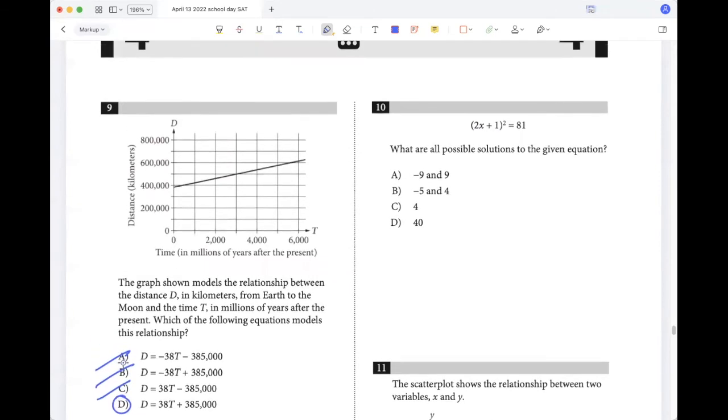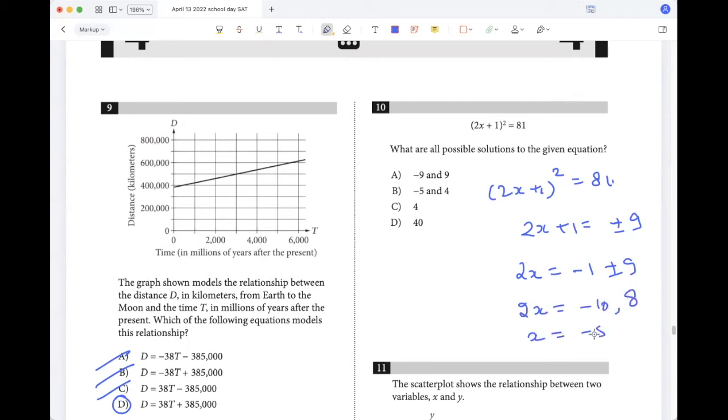What are all possible solutions to the given equation? If (2x + 1) whole square is 81, then 2x + 1 can be plus or minus 9. So 2x can be minus 1 plus or minus 9, which means 2x can be minus 10 and 8. So x can be minus 5 and 4. So B.